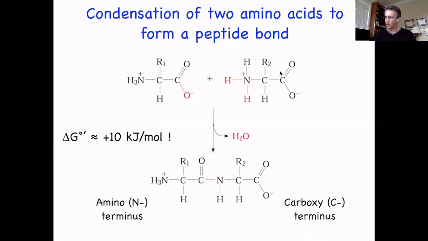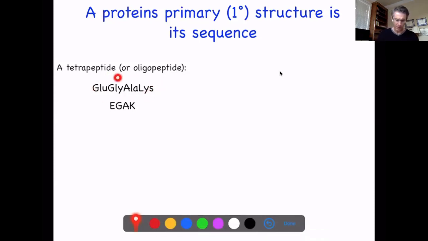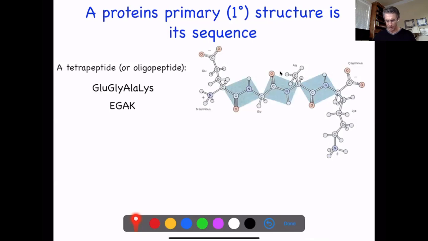Okay, so like I said, sticking just two amino acids together is kind of boring. So we put more and more of them together, stick a few of them together. You get, of course, a few amino acids together, like in this case, a tetrapeptide, Glu-Gly-Ala-Lys, EGAK. You get an oligopeptide, right? And at some point, you keep adding them together, right? So here's an example of that oligopeptide. There's the amino terminal amino acid. We got three amide bonds between those central amino acids. There's the carboxyl terminal amino acid.